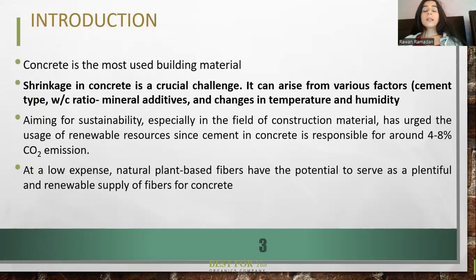Concrete is the most used building material. However, concrete is weak in tension and is prone to cracks. Shrinkage in concrete is a crucial challenge. It can arise from various factors such as cement type, water to cement ratio, and the changes in temperature and humidity. So aiming for sustainability, especially in the field of construction material, has urged the usage of renewable resources like natural fiber, since cement in concrete is responsible for around 4 to 8% CO2 emission. The addition of biofiber to concrete promotes a sustainable building at low cost.